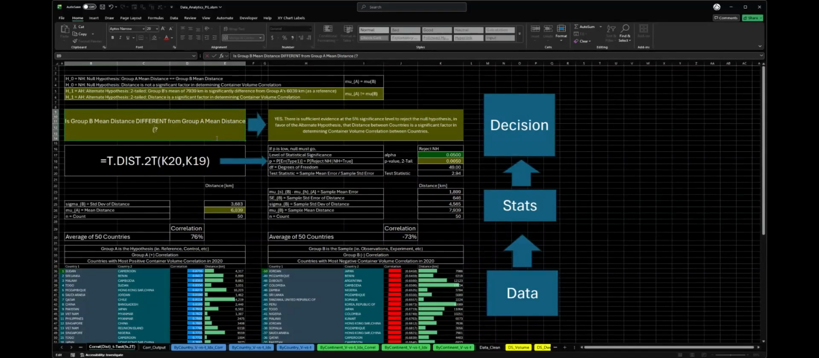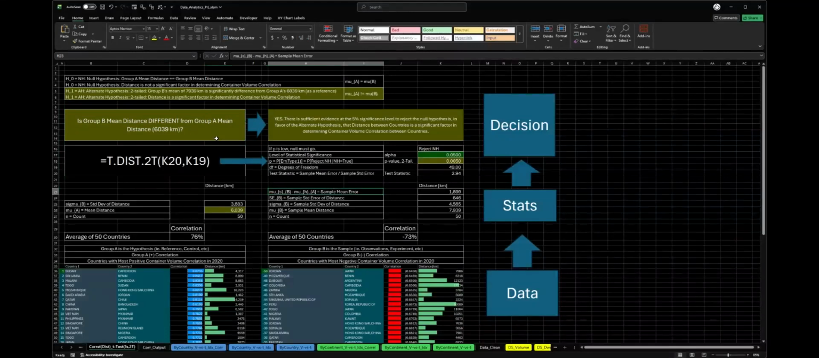which is given by 6039 kilometers, right? And here we did the usual. We calculate the mean, the standard deviation. We calculate the sample standard error, which is the standard deviation divided by the square root of the count, 50 data points, and then we find the difference in the sample mean error compared to group A.